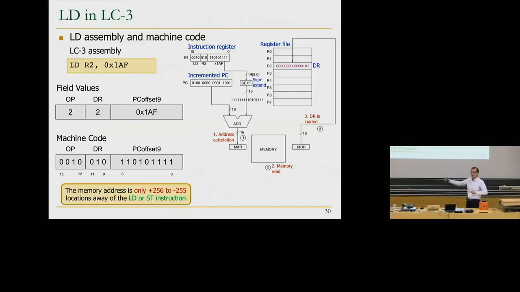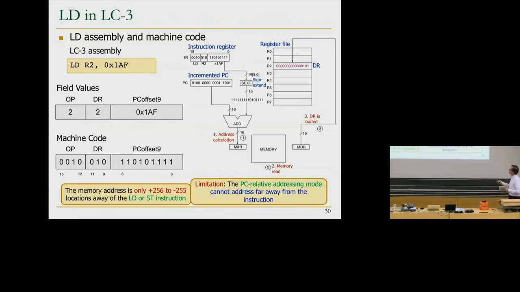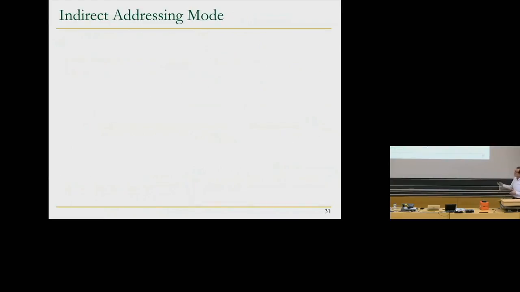But the entire memory, if you remember, is 16-bit addressable. It's 2 to the 16, right? Clearly, you're not able to address the entire memory in this case. So this is an addressing mode that's not always useful. It's useful if you know the offset, if the location that you want to load is close enough to the instruction in the memory layout, and you should know the address, of course. So there's a limitation. The PC-relative addressing mode cannot address far away from the instruction.